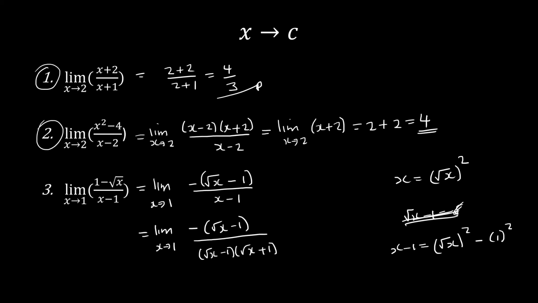Then what happens? This cancels this. Now I'm left with limit x approaches 1. At the top I'm left with negative. At the bottom I'm left with square root of 1 plus 1. Now if I substitute 1 for x, it will be square root of 1 plus 1, which is 2, so I'm left with negative 1 over 2.